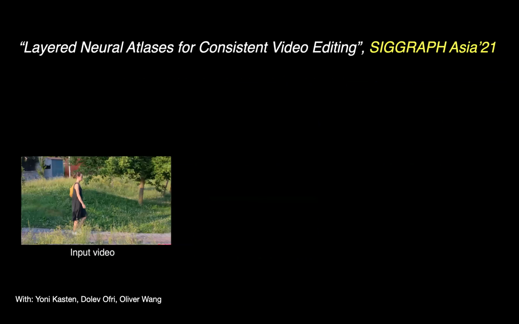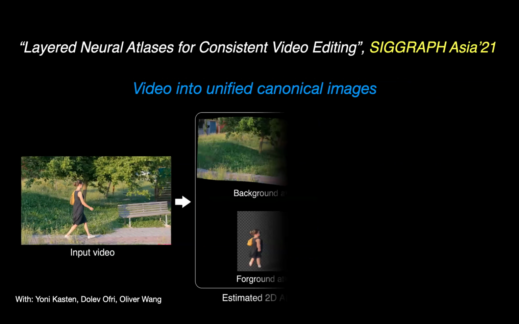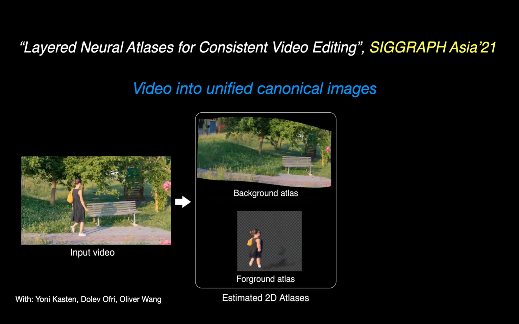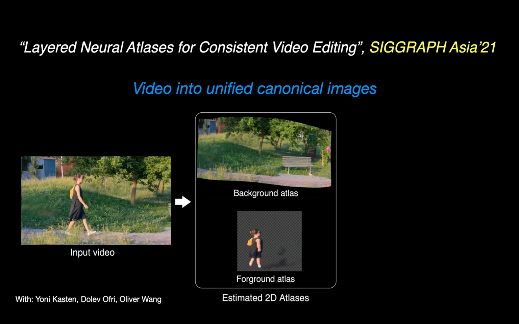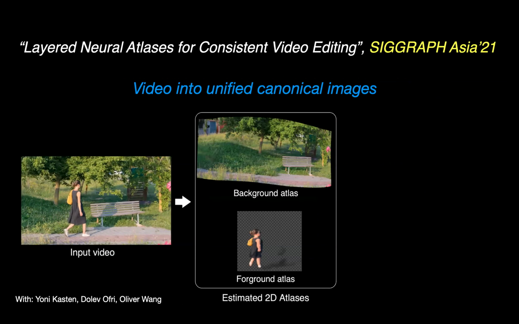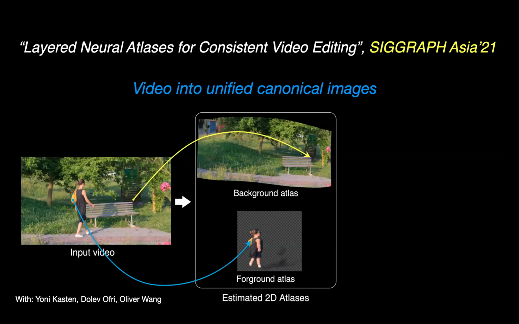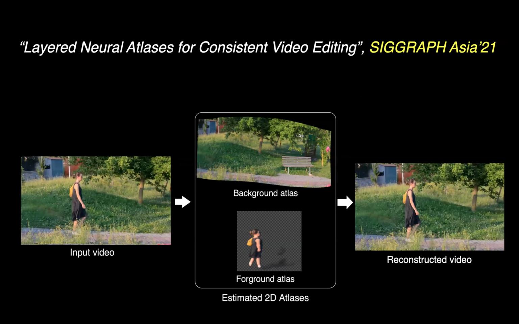So for example, in layered neural atlases, our key idea was to take an input video and decompose it into a set of canonical 2D images. So you can see here we have two images, one that represents the entire background of the video and one that represents the foreground object. And each position in the video is being mapped onto these 2D images. We also predict the visibility of the foreground versus background in each pixel. And this representation allows us to reconstruct the original video.